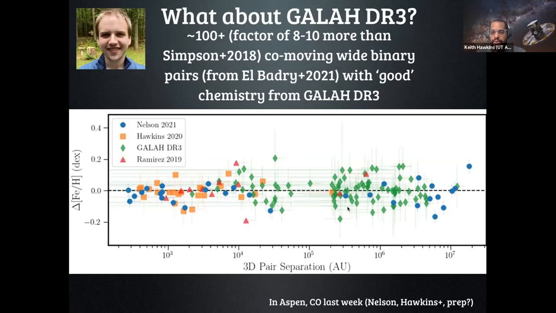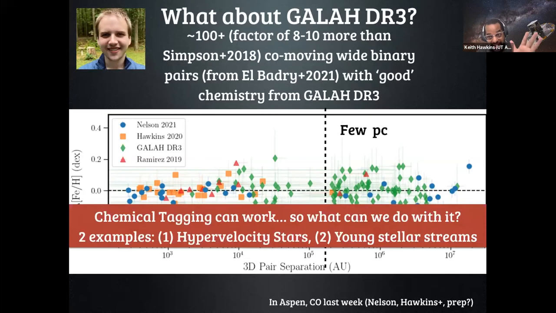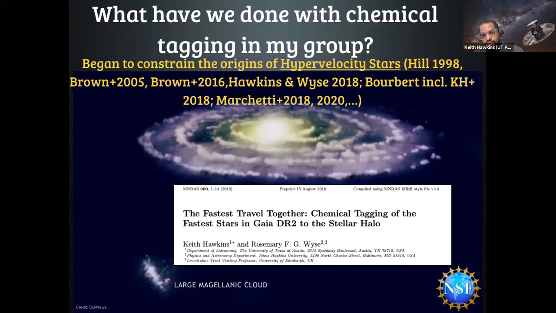So now that we have an idea that chemical tagging probably could work, I'm going to spend the last 5 minutes focusing on what my group has done with chemical tagging, or chemistry in chemistry. One of the things we did back in 2018, in collaboration with Rosie Wise, was looking at hypervelocity stars. For those of you who have known me for a long time, I've been interested in these things for a long time. I actually did an REU project about them when I was an undergraduate.